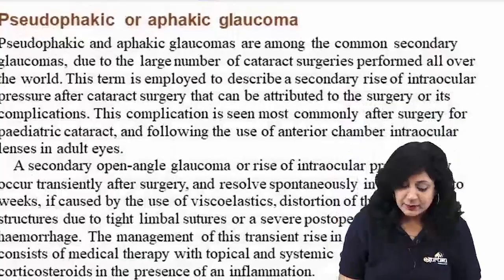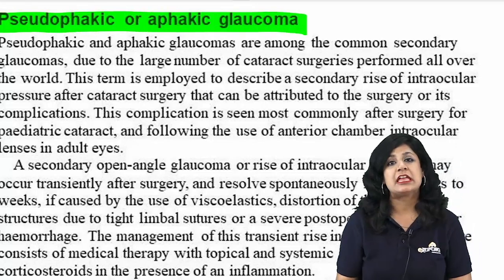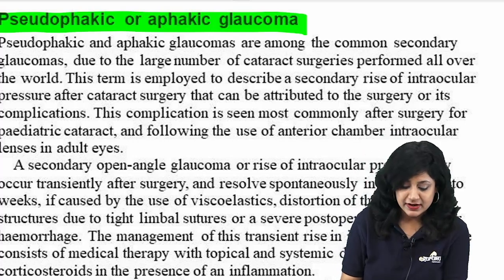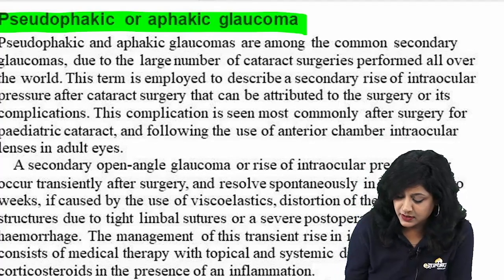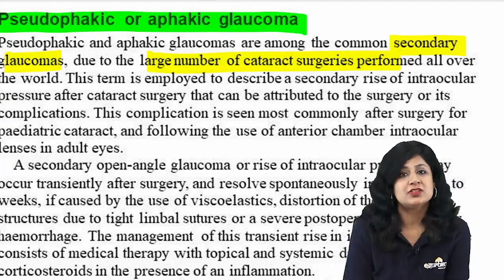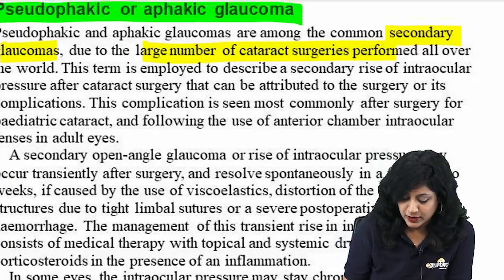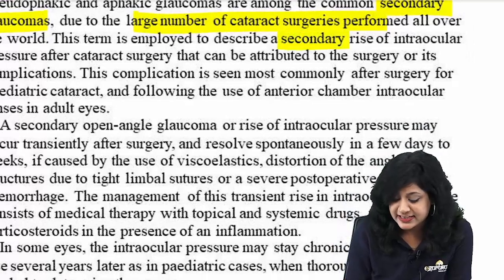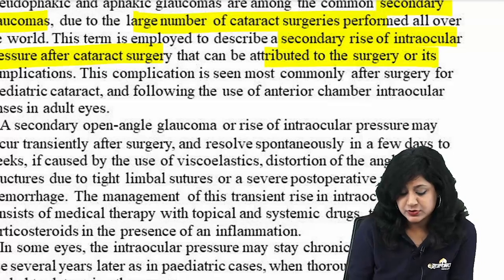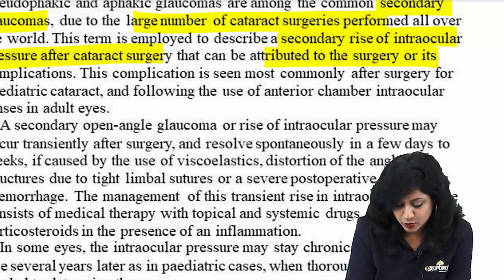Alright. Now coming to the next entity, which is again very important, this is your pseudophakic or aphakic glaucoma. These are the common secondary glaucomas, and why? Because we are performing a large number of cataract surgeries. So obviously every day so many people are becoming aphakic and pseudophakic, and if we are having a secondary rise of intraocular pressure after the cataract surgery, it can be attributed to the complications of surgery, and I can say that this is a pseudophakic glaucoma or the aphakic glaucoma.